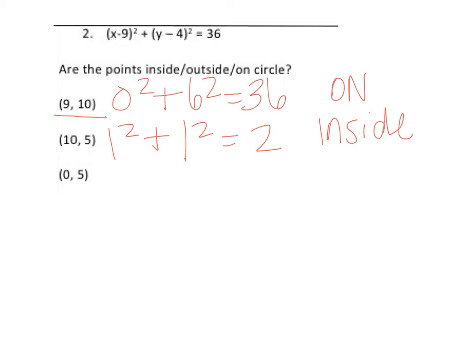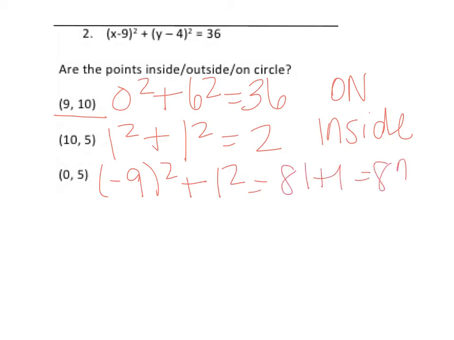And the last one, when I plug in 0, 5, this gives us a negative 9 squared plus 1 squared, which is 81 plus 1, 82. 82 is a number bigger than 36, so that point is outside the circle. Always make sure you plug in your points correctly for x and y and see whether they're less than, equal to, or greater than 36.